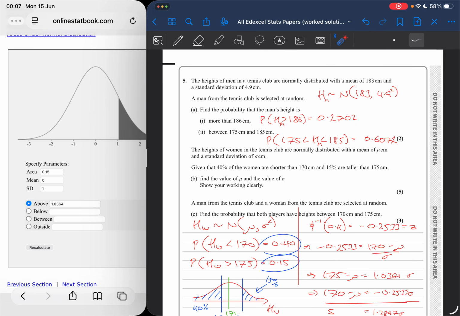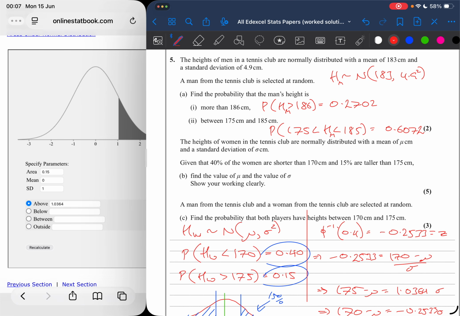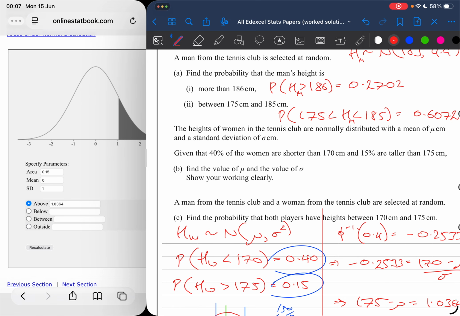What are we saying? We have a man and a woman, and heights between 170 and 175. So we could write down a lot of bits. These are independent. They're not affecting each other. If I come in and I'm very tall and then someone else walks in and they're very short, it's not because I was tall. Or vice versa. Unless they're related, but we don't know that. These are just people playing tennis. So we can just times the two together.